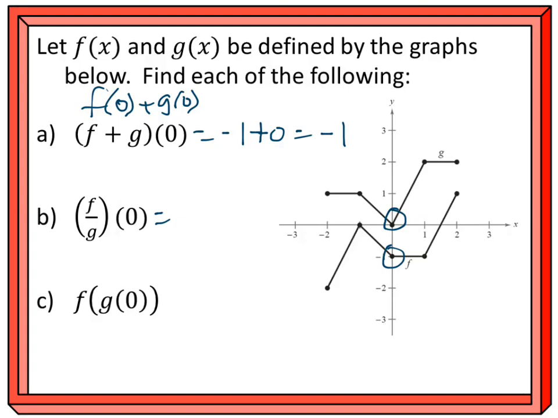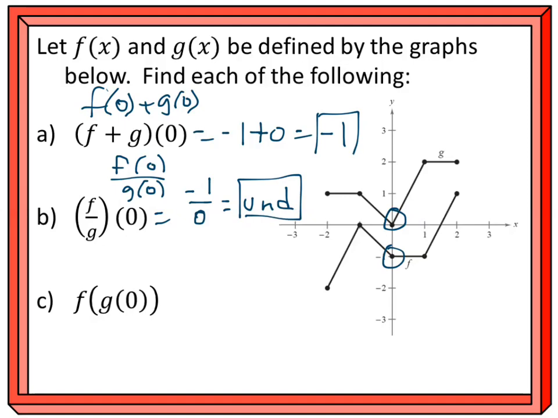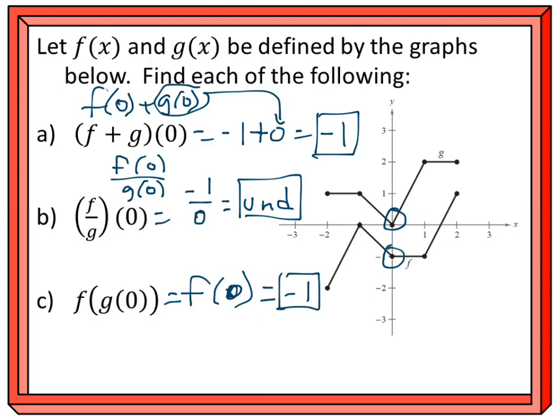Okay, on B, I'm finding f of 0, and I'm dividing it by g of 0. Well, I already found those two values on part A, so this is negative 1 divided by 0. Divided by 0, oops, undefined. Okay, and then finally, I'm finding g of 0, and I'm going to put it in and find f of that answer. So g of 0 we already found was 0, so I'm going to put that in for f. And f of 0 I already found is negative 1. And that one's done.